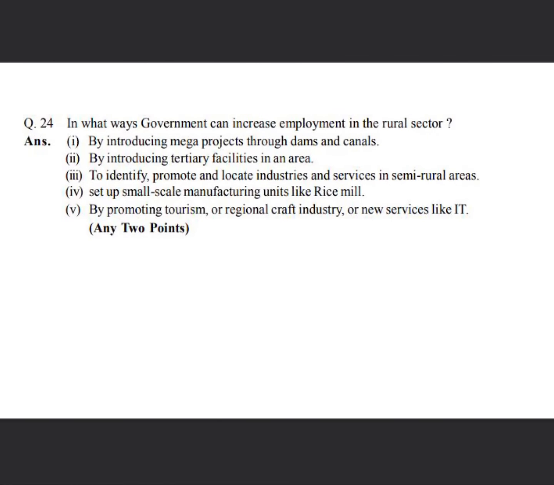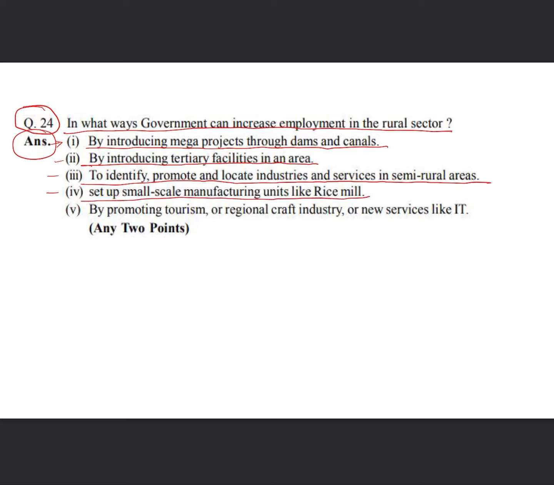Next question. Question number 24. In what ways government can increase employment in the rural sector? Answer. First, by introducing mega projects through dams and canals. Second, by introducing tertiary facilities in an area. Third, to identify, promote, and locate industries and services in semi-rural areas. Fourth, set up small-scale manufacturing units like rice mill.